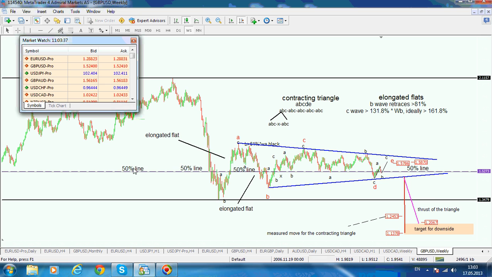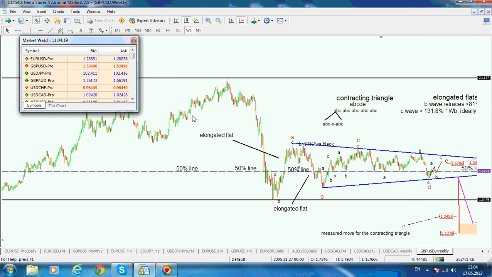And we introduced the concept of the 50% line out of the longest wave of the triangle, as this being usually an educated guess about the possible ending point for the contracting triangle. And what's even more important is to wait for the triangle to break. If we break to the downside, then this is a continuation pattern, and these are our targets: the thrust of the triangle, 75% of wave A, or the measured move of the contracting triangle, the whole length of wave A.